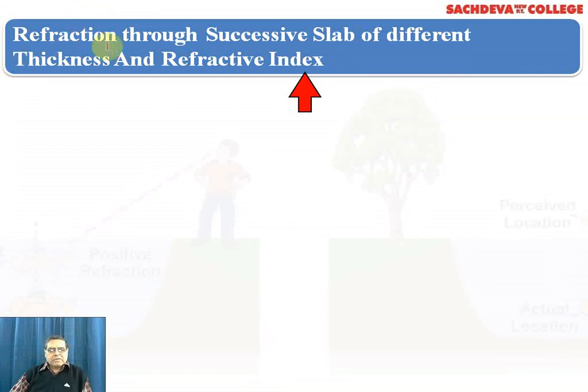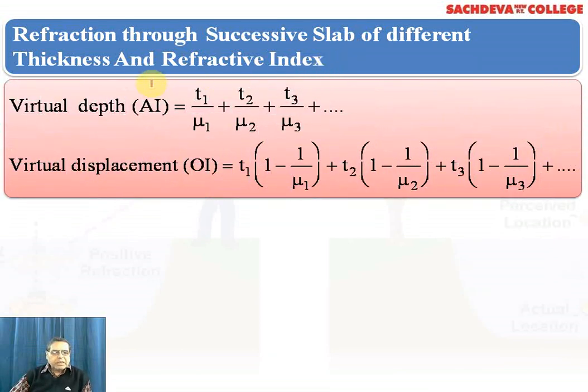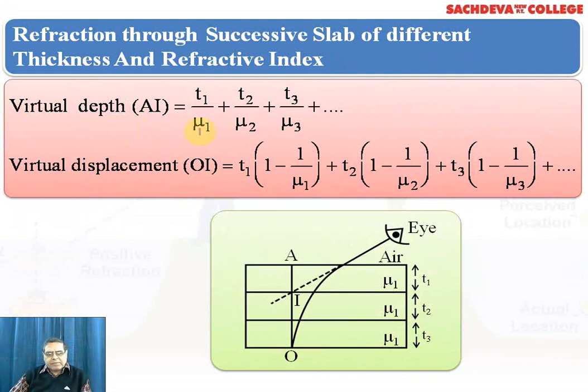Refraction through successive slabs of different thickness and refractive index. So now we are considering successive slabs, many slabs, not one slab. Through successive slabs of different thickness, refractive index will be taken as mu. Now we find that in the given figure, there are different layers of the slab. One has the thickness T1, another has the thickness T2, and another has the thickness T3. However, the medium is not changing, therefore refractive index is not changing. Refractive index always depends upon the medium.